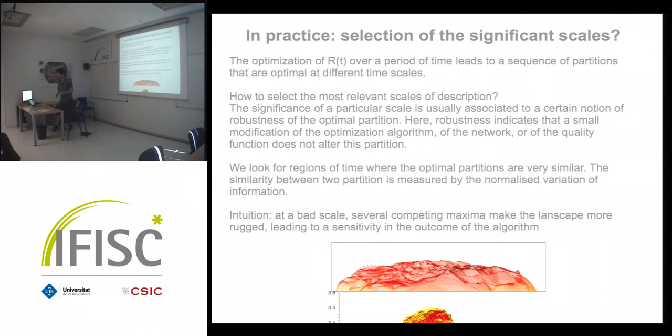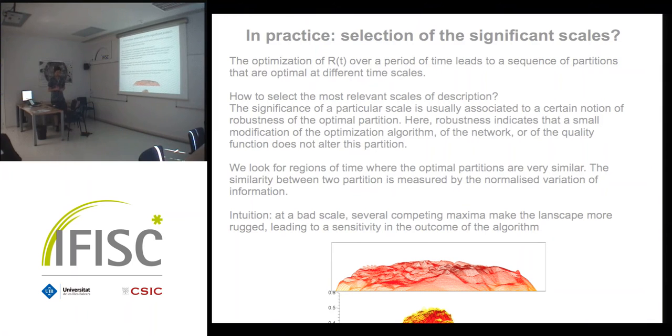So just now, from a computational perspective, it's very nice to have a time parameter because it gives you some freedom. It allows you to choose the scale at which you will look for clusters. Now the problem is, how do you choose the right value of time? And that's not an easy answer.